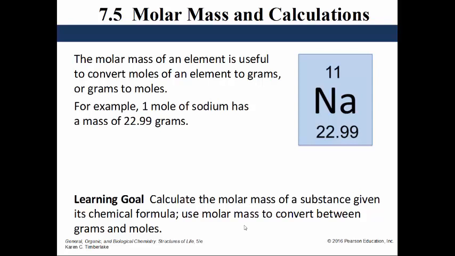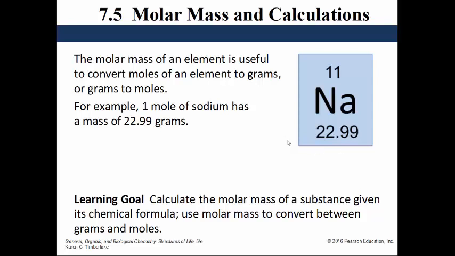The molar mass of an element is very, very useful to convert moles of an element to grams, or the other way from grams to moles. And it's simply represented by the atomic mass found on the periodic table of elements. So for example, zooming in on information for sodium, the symbol Na, atomic number 11, the atomic mass 22.99. So 1 mole of sodium will have a mass of 22.99 grams.